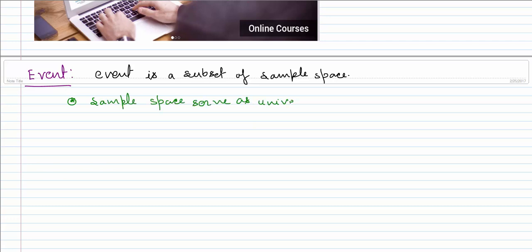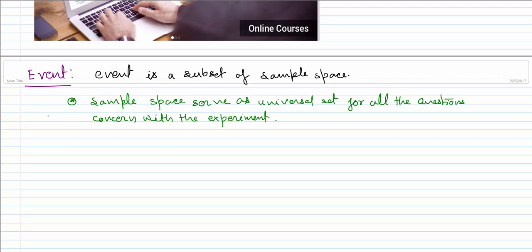Event is a subset of sample space. Sample space serves as a universal set for all the questions concerned with the experiment. What I have said: sample space serves as a universal set for all questions concerned with the experiment.